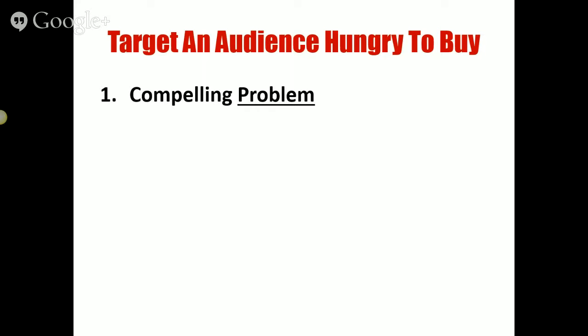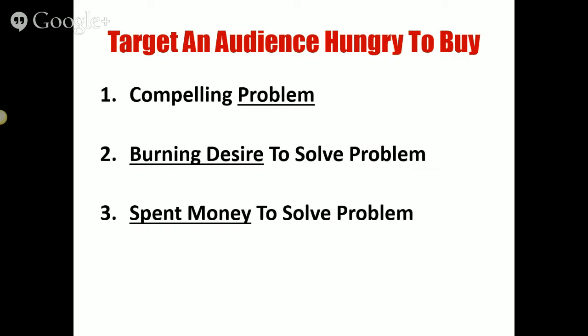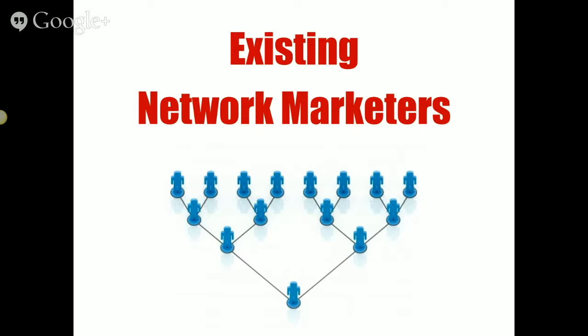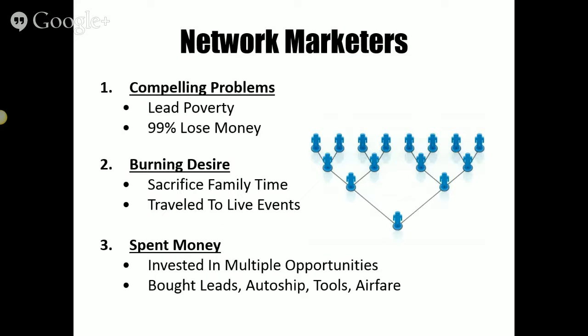You want to target an audience that's hungry to buy. Find a compelling problem that they have, a burning desire to solve that particular problem, and they've spent money to solve that problem. Previous buyers are not simply tire kickers. The people that we market to and solve problems for, which is the easiest, are existing network marketers. Compelling problem: lead poverty, 99% lose money. Number two, burning desire: they want to stop sacrificing family time and traveling to live events. And number three, they've spent money. They've invested in multiple opportunities, bought leads, auto ship, tools, airfare, and even more.